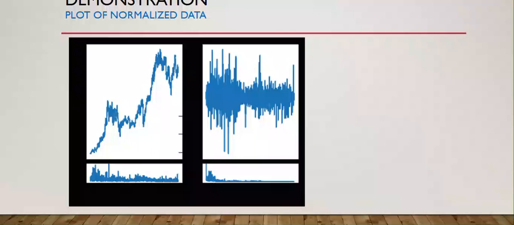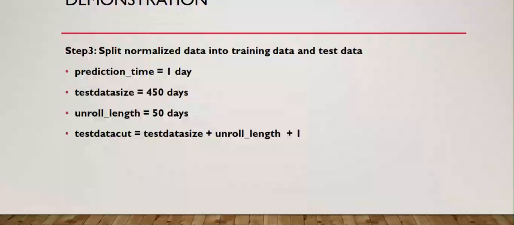The next step is to split the normalized data into training data and test data. The prediction time, I'm predicting on a daily basis, so it's 1 day. The test data size is 450 days. The unroll length is 50 days, so this is how it basically rolls, 50 days at a time. It's kind of a moving sequence. Then we have test data cut, which is basically the test data size plus the unroll length plus 1 day. So this is how it keeps on cutting.